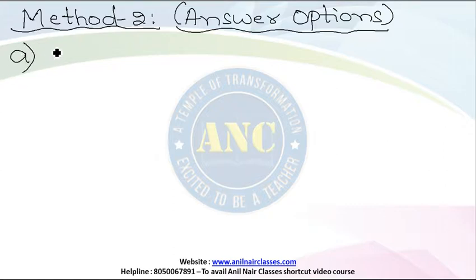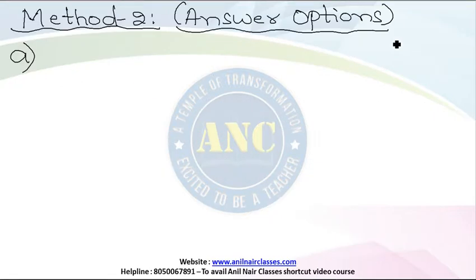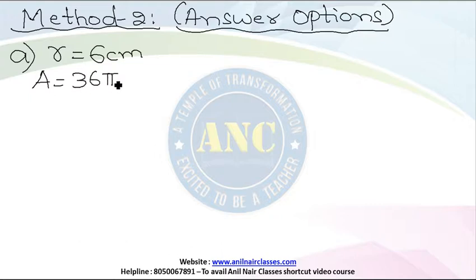Now first option is, first of all, what is the question? Find the original radius. Original radius is r. First option given in the question is 6 centimeter. Now if r is 6, a will become 36 pi, r square, 6 square into pi, 36 pi. That means next radius is increased by 1 centimeter. R becomes 7. Now a becomes 49 pi.